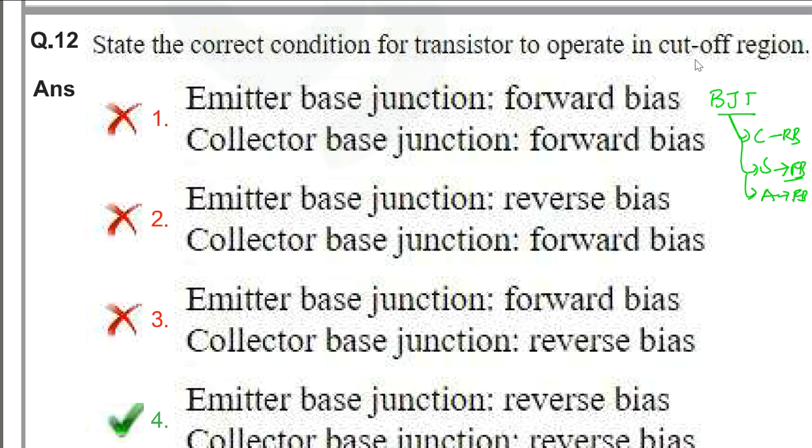In the active region, the emitter to base junction is forward biased and the collector to base junction is reverse biased. Here they asked for the cutoff region, so in cutoff both junctions should be reverse biased. For the active region, one is forward bias and the second is reverse bias. And when both are forward biased, it is in the saturation region.